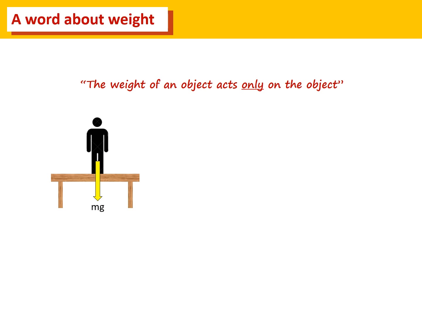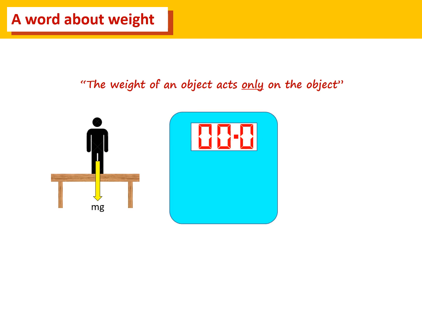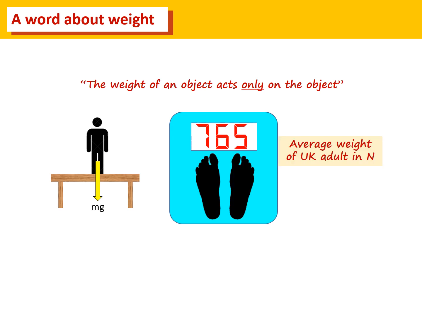Now you might be thinking, well, hang on a minute, if I stood on a pair of bathroom scales, then it would show me my weight. Well, it would show you mass, wouldn't it? Therefore, my weight must be acting on the scales. So you'd stand on the scales, it would show you 765 newtons, which is the average weight of a UK adult. And you would be saying, well, that's my weight acting on the scales. And then your scales would convert that into kilograms, and that would be 78 kilograms.